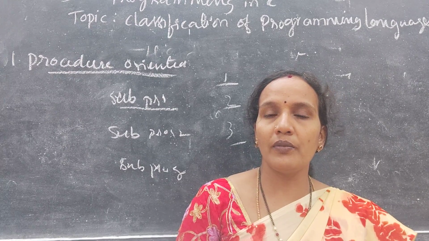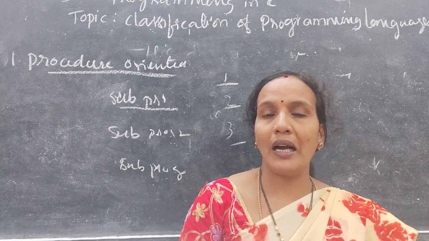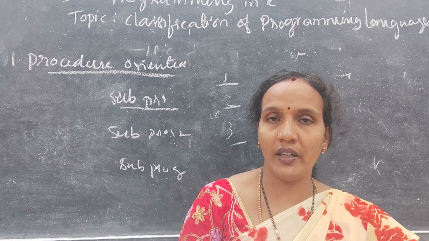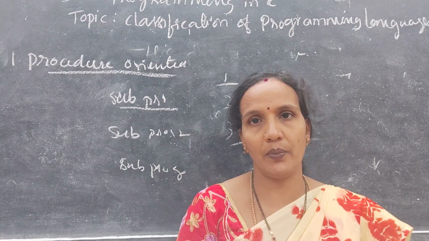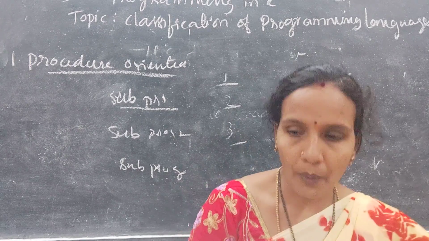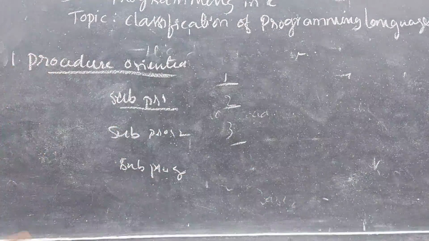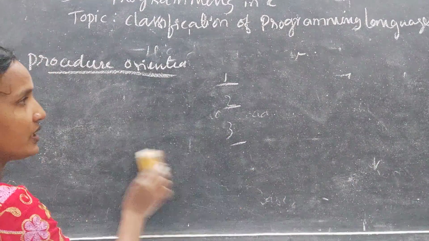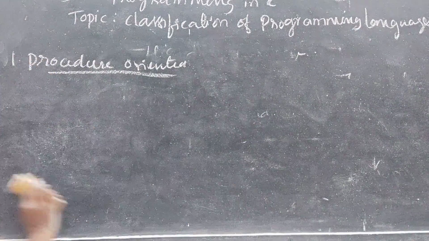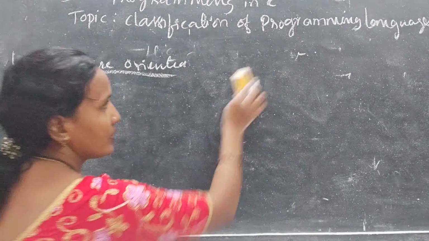We are only giving the order, so according to the order your program will be executed. It will increase the efficiency of the program. Clear? Procedure means we give one procedure, and according to that only your program will be executed. It means we give the execution order, and according to that order only your program will be executed.